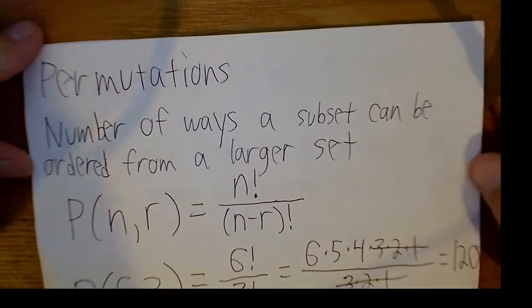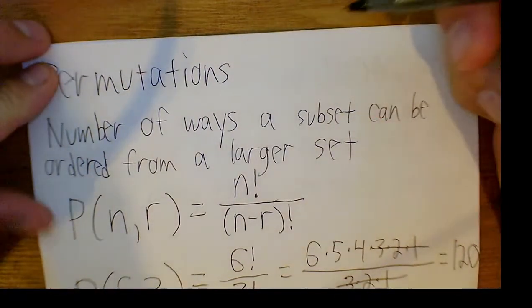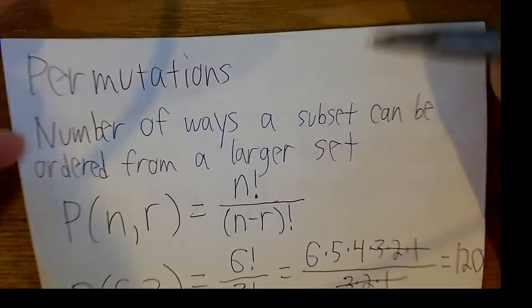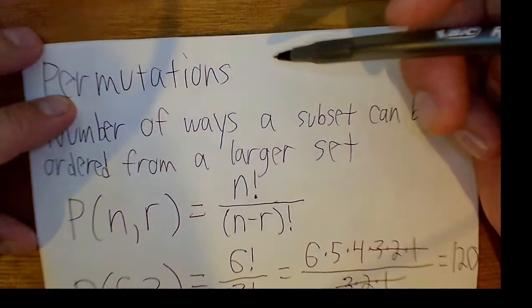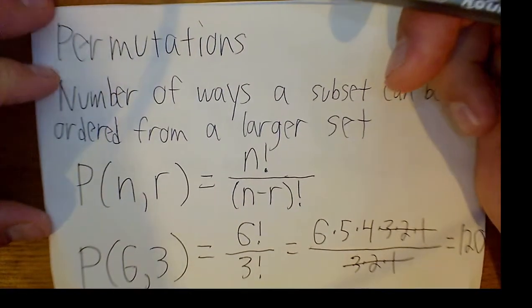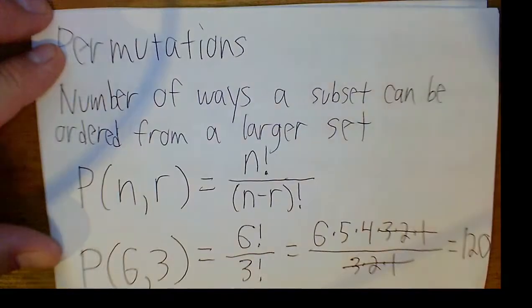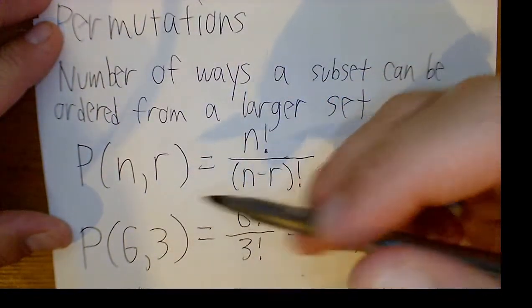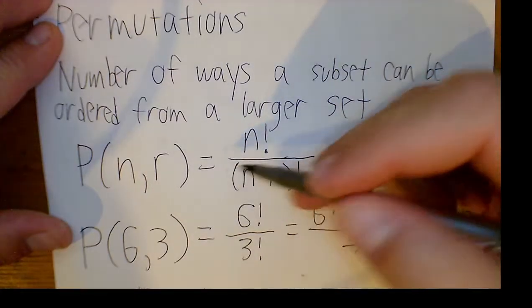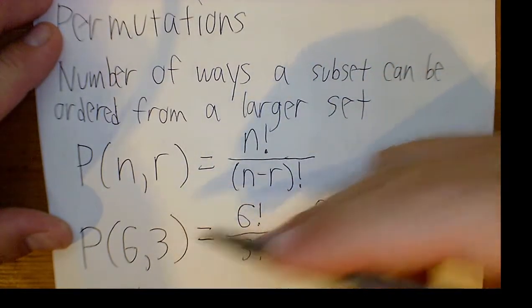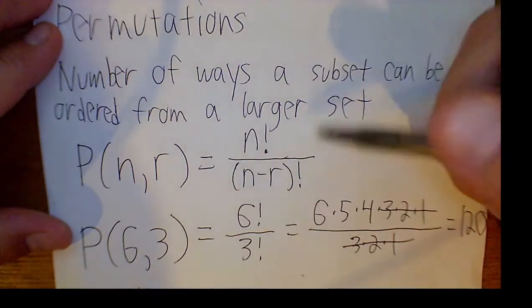Then we have permutations. That's the number of ways a subset can be ordered from a larger set. So in the earlier case of combinations, all we cared about was how many sets. In the case of permutations, it's not only the number of sets, but also the order of those sets. So in this case, we have our 6, choose 3. The only difference is we don't have the extra number we're dividing by. So the permutation is always equal to or bigger than the combination of something.